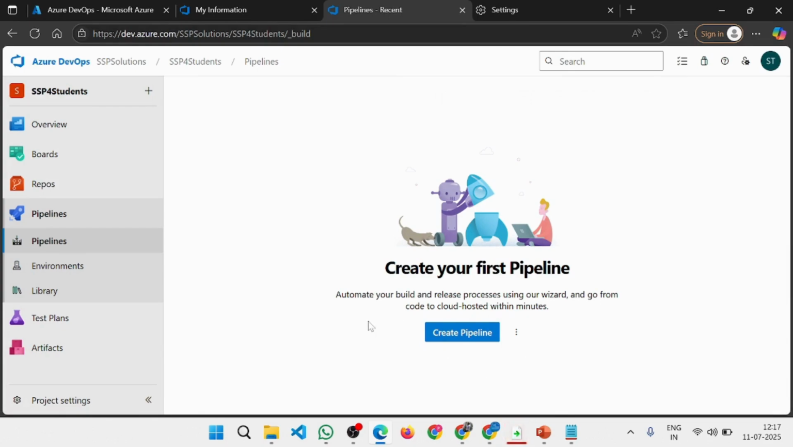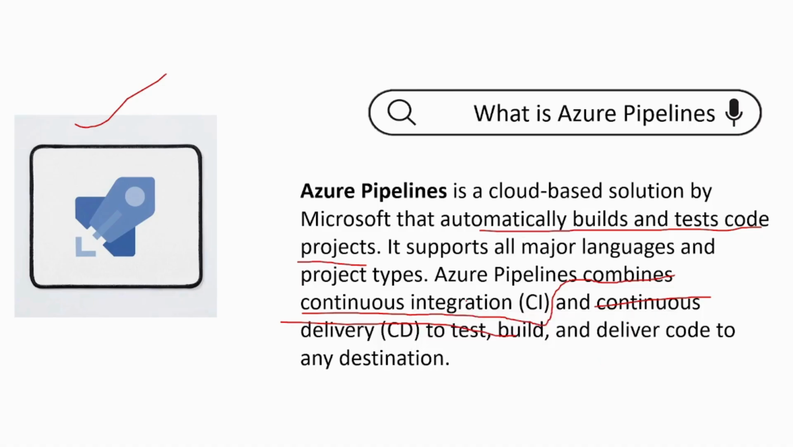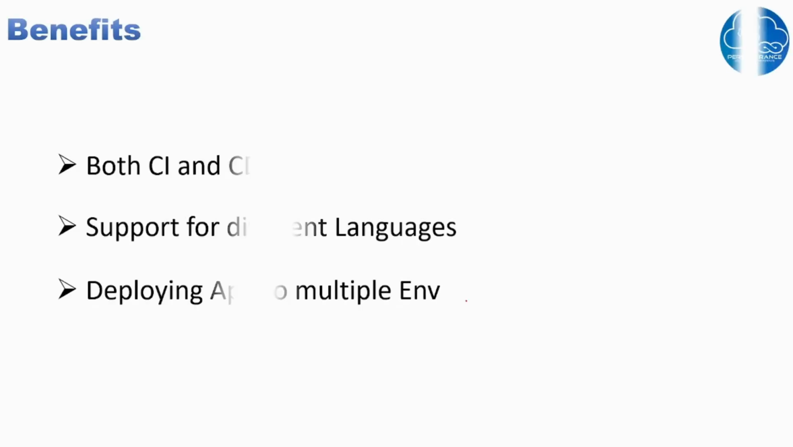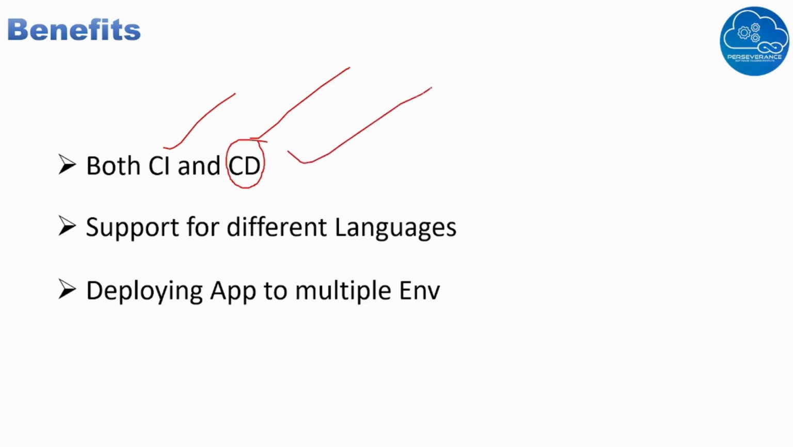There are two categories here, and I just want to introduce them. When we talk about Azure Pipelines, we have multiple benefits. Not only CI but also CD can be done, which is continuous delivery and deployment, and I'll go through this in one of the next videos. We can handle both CI and CD within Azure Pipelines. It supports different languages, and we can deploy applications to multiple environments. These are core benefits, and we have much more.